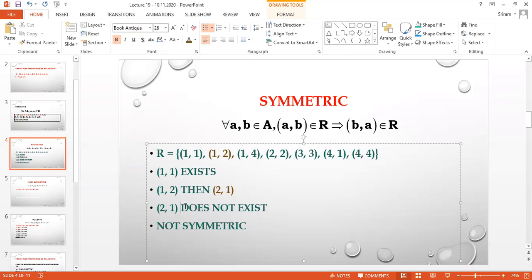As it does not exist, I am going to say this is not symmetric. If it exists, I have to go to the next one, dear. If it does not exist, I can finish the problem there itself.